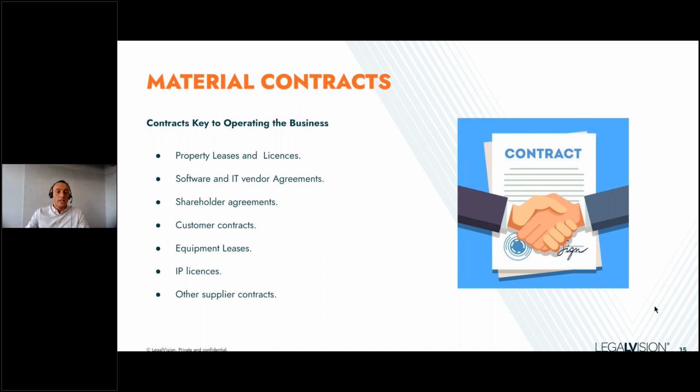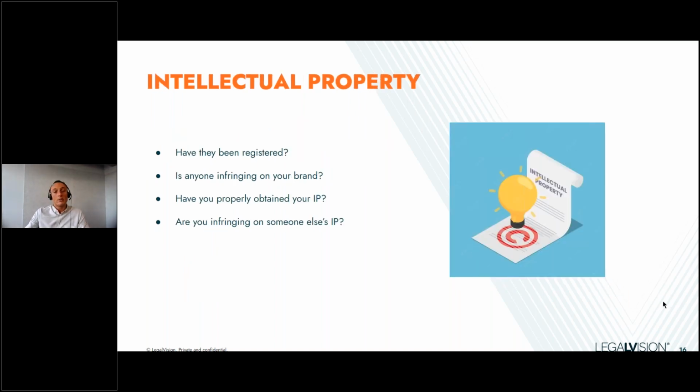Another key area is looking at the state of intellectual property in a business, and assessing whether any of that intellectual property has been registered. So, for example, trademarks or patents or designs. If they haven't been registered, potentially should they be registered? Should that be something that you are requiring as a condition precedent or a completion obligation by the vendor?